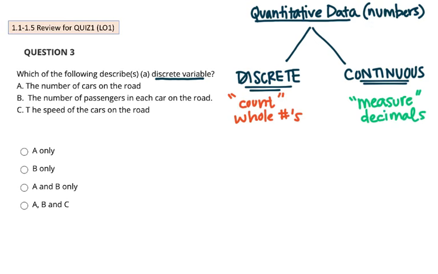The number of cars on the road, that's something I count. You have 1, 2, 3, 4. You're not going to have half a car. So this would be an example of discrete data. Number of passengers, again, that's something I count. I'm not going to have half of a passenger. Okay? Speed. Now that's something you measure. And you can totally have a decimal. You can totally be going 100.5 kilometers per hour. So that would be continuous. So the answer to this question is both choice A and B are discrete.